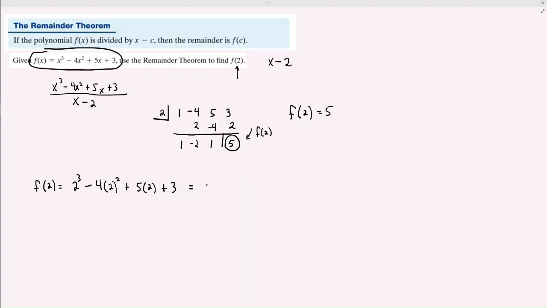Okay, so that's going to be 8 minus 16 plus 10 plus 3. So we got negative 8 plus 10 is going to be 2, and 2 plus 3 is 5. Yep, so this checks out. So that's kind of neat. I can just take f of 2 this way, and it goes very quick.